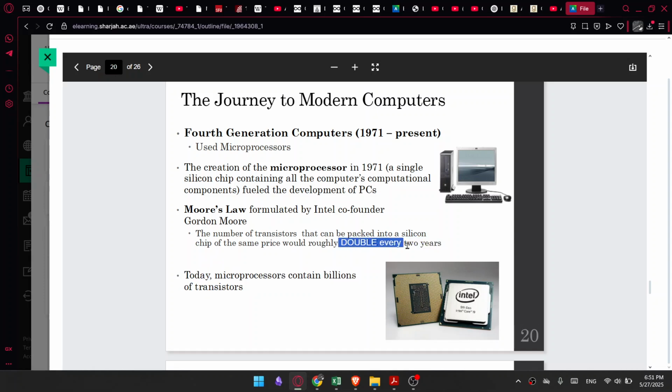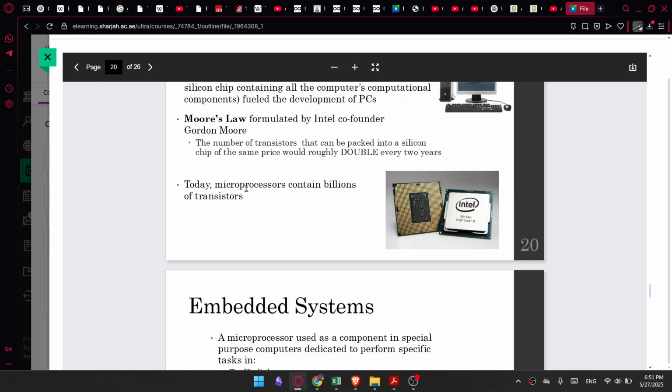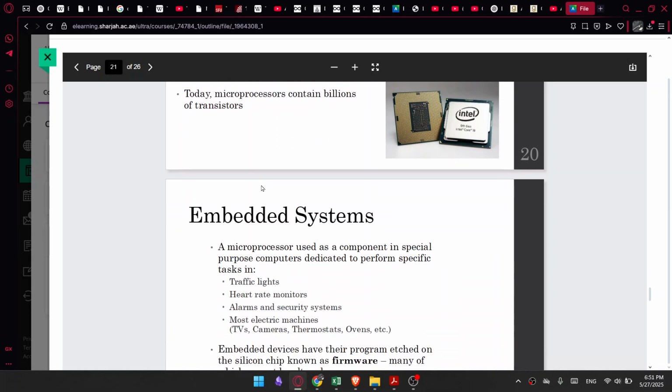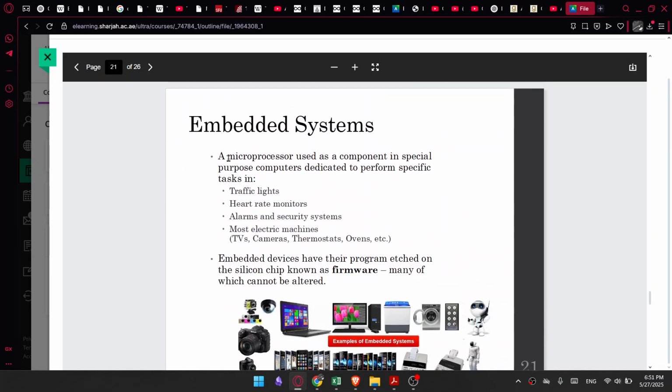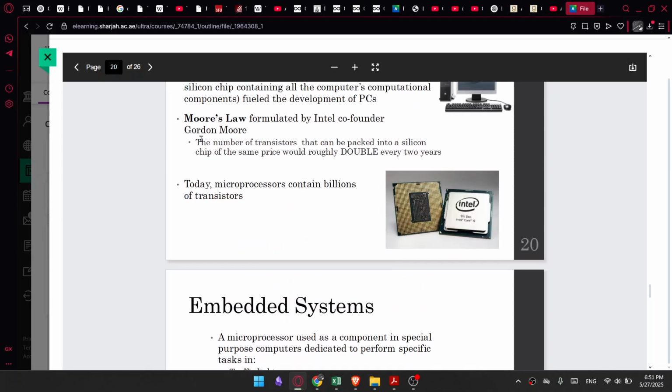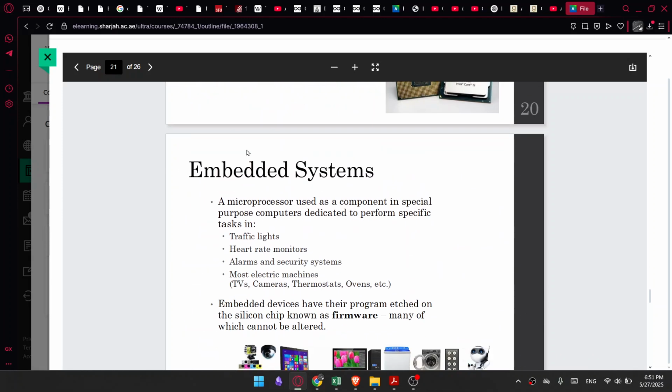This is important to know: it may say its price would roughly change every 2 years, but it should be double. Sometimes he can delete this, and he asks, doubled every what? Every 2 years. Today, microprocessors contain billions of transistors. Now we finish the journey of modern computers.